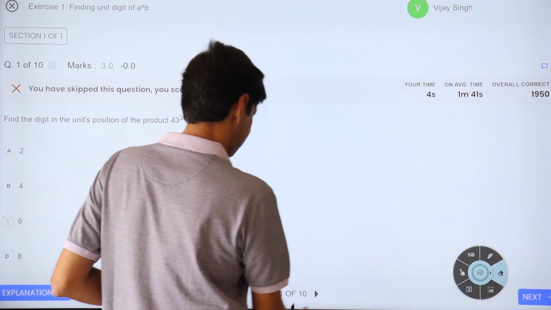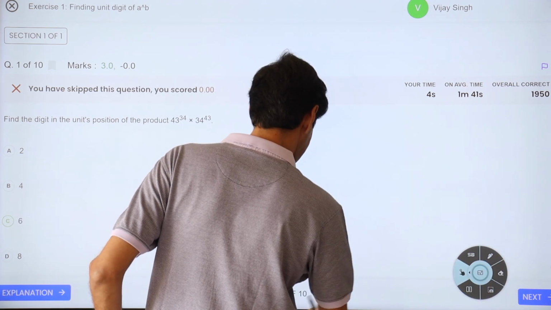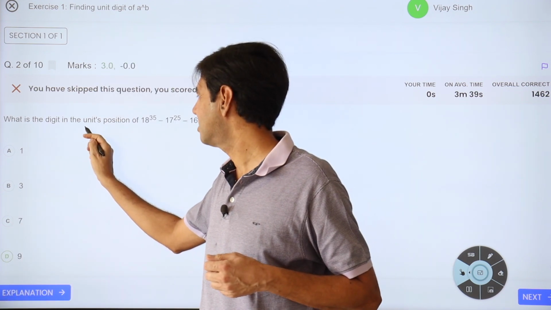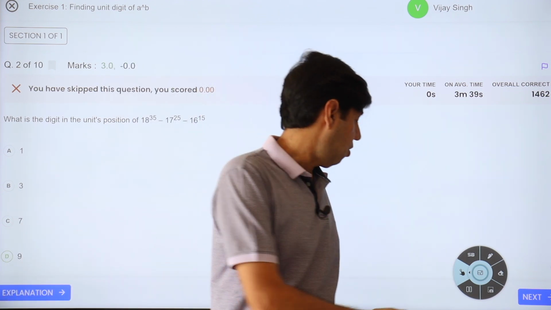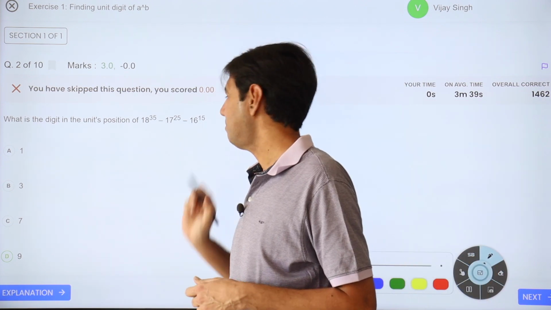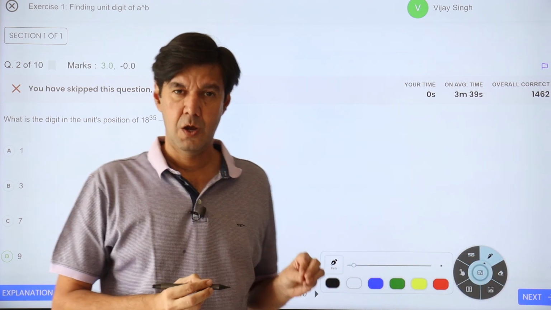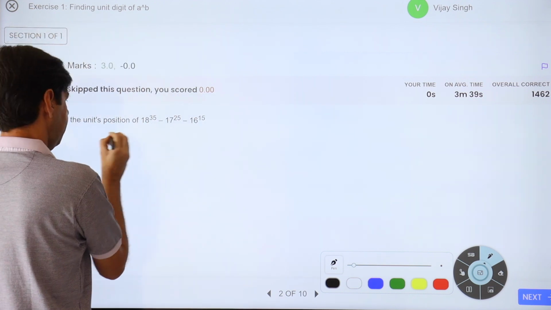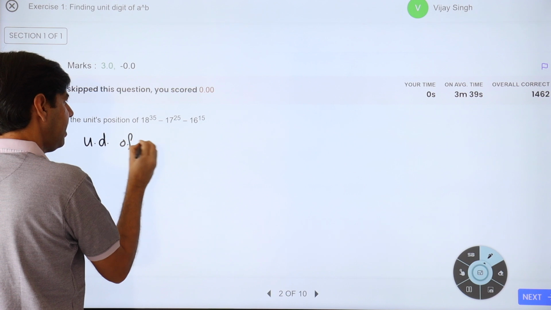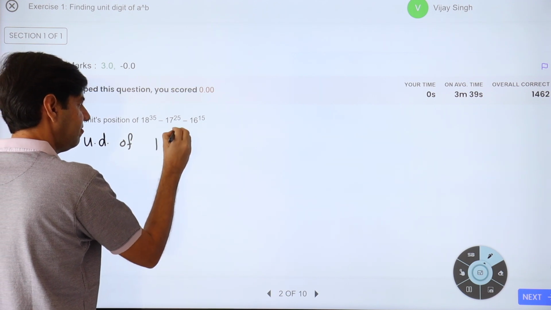Next question. Questions would get a little tough as we move ahead. What is the units position of... very similar to the previous one, the only difference is there's a subtraction now. So the same idea we are going to do. We want the unit digit of 18 raised to 35.